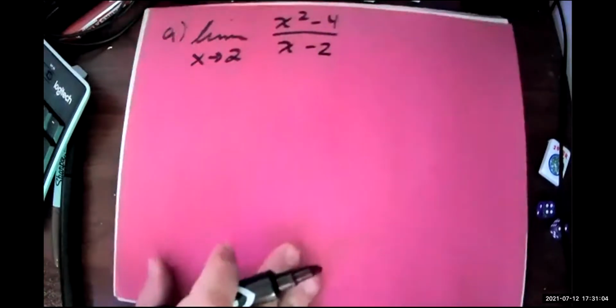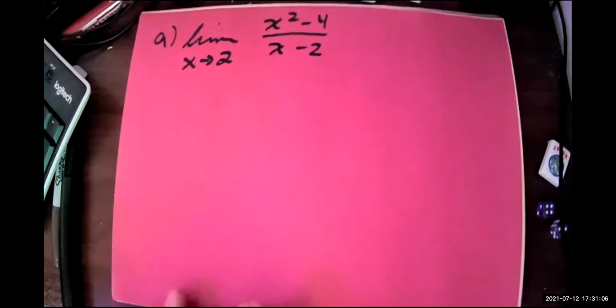We're looking at example number 4 now. And in example number 4, the first limit looks like this. x approaches 2 of x squared minus 4 over x minus 2.